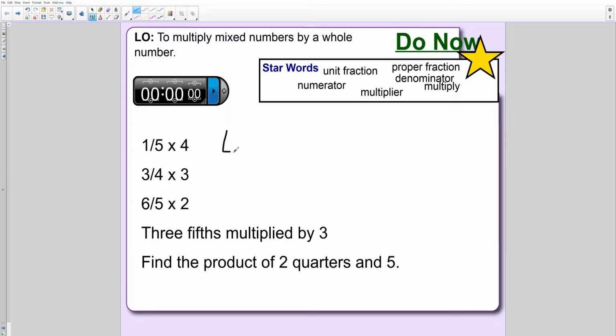We've got 4/5, which is 4 times 1/5. Next idea, very similar again. We've got 3 times 3, so that's 9, but in this case it's 9 over 4, so 9 quarters.